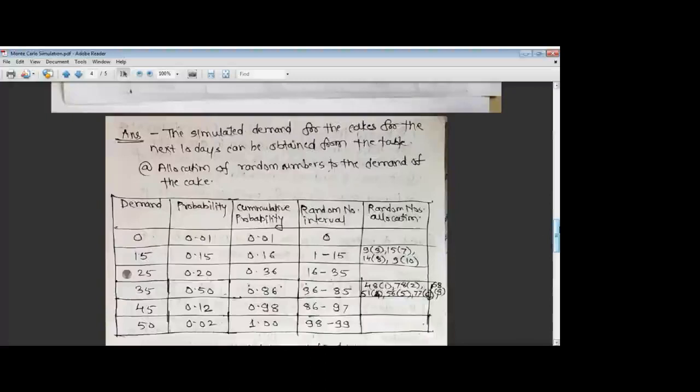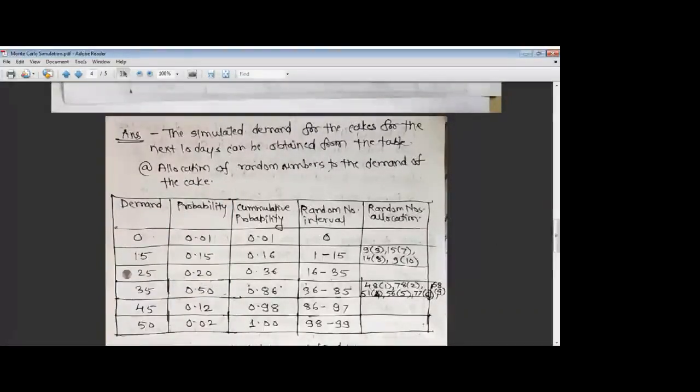Now let's try and solve this numerical. I am going to show the demand in the form of a table. It is advisable to put it in the form of a table only, because then this numerical is easy to understand and evaluate as well. So for demand, we have 0, 15, 25, 35, 45, and 50 cakes, and the probability against each demand has been given to us. This is nothing but the input values, but I put them in a vertical fashion rather than a horizontal fashion. For 0 cakes, the probability was 0.01. Similarly, for 35, it is 0.50. So this is nothing but the input.